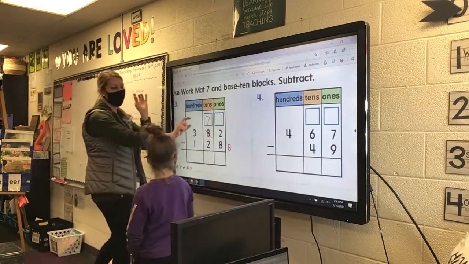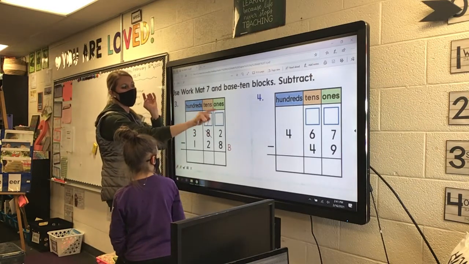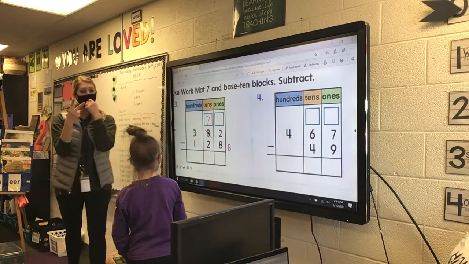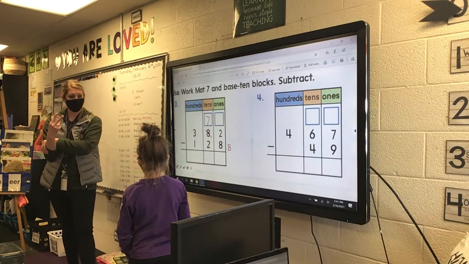Now, we took 10, and we're borrowing it. We're regrouping it. So I have 2. Now I'm going to add 10 to it.